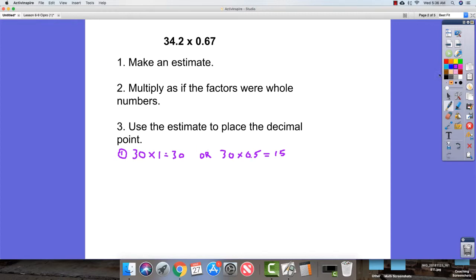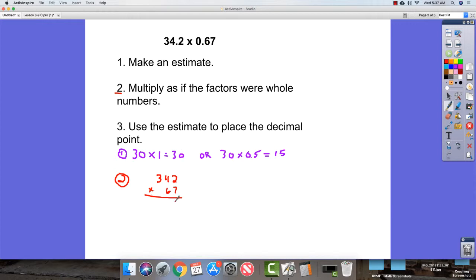So step 2. I'm going to do step 2 in red. Step 2 is to multiply as if the factors were whole numbers. So I'm going to pretend that decimal's not there. Then I'm going to end up with 342 times 67. I'm just going to ignore the decimal point. And here I don't have any ones or tens or hundreds, so I have nothing to the left of my decimal point, so I'm not going to include that 0. So it's just 67. Now I'm going to multiply.